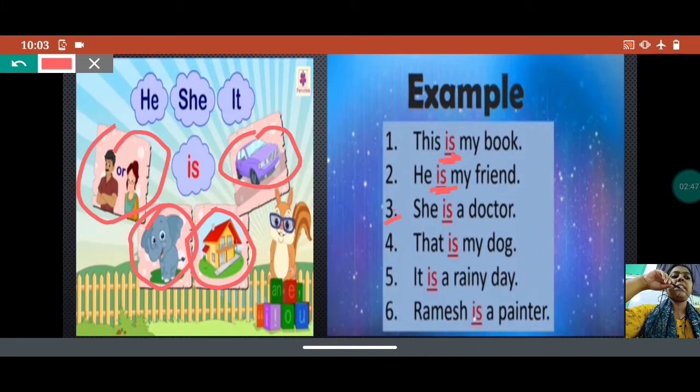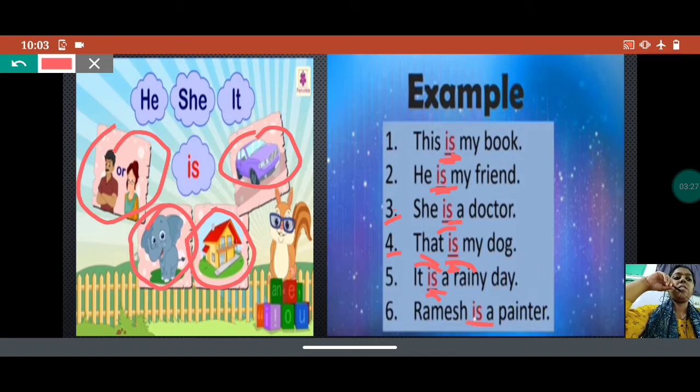Number 3, she is a doctor. Is is used for a singular female person. Number 4, that is my dog. Okay, the person is pointing towards the dog and there is only one dog, that is, a singular noun, and it is far away. That is why we have used is and that. Number 5, it is a rainy day. So how is the day? It is a rainy day. We are talking about only one day, and today what is the condition of the day? So it is a rainy day.